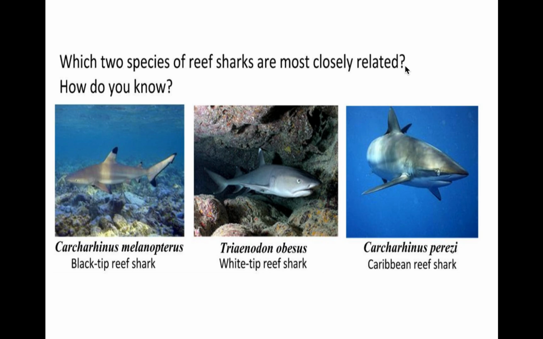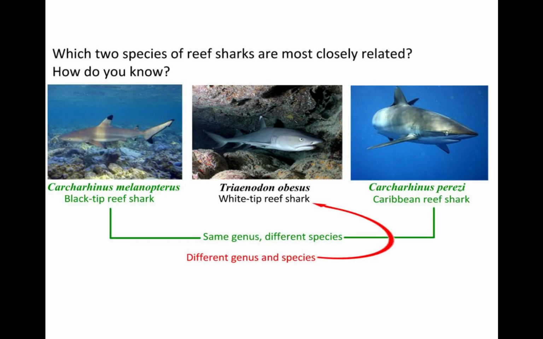So in here it says, which two species of reef sharks are most closely related? If you look here at their binomial nomenclature name, you should be able to tell who's most related to who. So take a moment to think about it. Yep, I hope you guessed correct. These two on the ends, the green ones, are more related because they have the same genus name, where this species here had a different one. So these two are more related to each other.